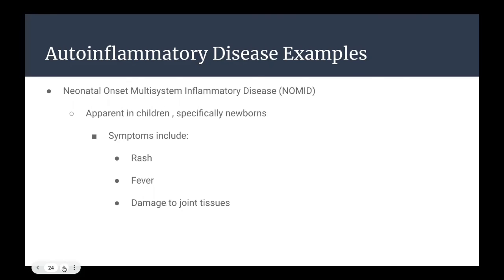Another example of an autoinflammatory disease is neonatal onset multisystem inflammatory disease, or NOMID. NOMID is apparent in newborns and children and is characterized by recurring inflammation that causes tissue damage in various systems throughout the body. Rash, fever, and joint damage are usually the symptoms that you see. And NOMID is caused by a mutation in the NLRP3 gene, which we were talking about before, which creates cryopyrin, which is thought to be associated with inflammation.